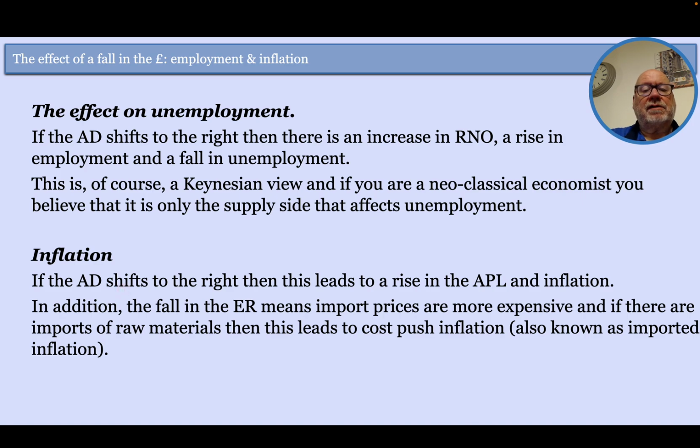Inflation, well, if aggregate demand shifts to the right, leads to APL going up, okay. Standard aggregate supply curve upward sloping, push your AD to the right, APL goes up. But in addition, remember, the fall in the exchange rate means that import prices are more expensive, and therefore that's imported raw materials, and that leads to cost push inflation. Okay, so again, this is another reason why inflation is likely to go up with a fall in the exchange rate.